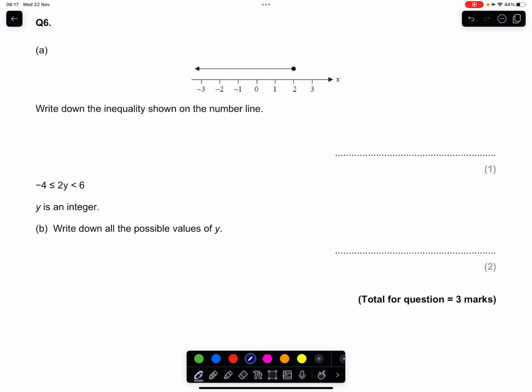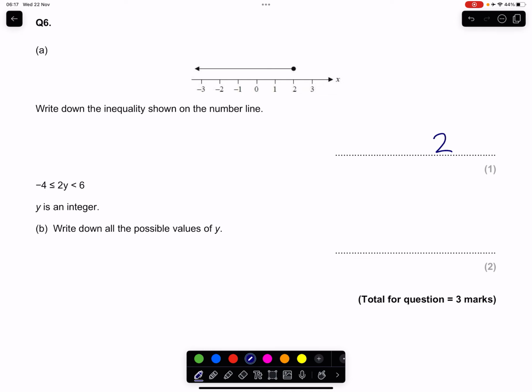Question 6, part A. We have an inequality shown on a number line here, and we're asked to write down what that inequality is. So we have a filled dot, or a solid dot, above the 2, which means that the 2 is involved, and we're going to have a greater than or less than or equal to. We're going to have the line underneath it.